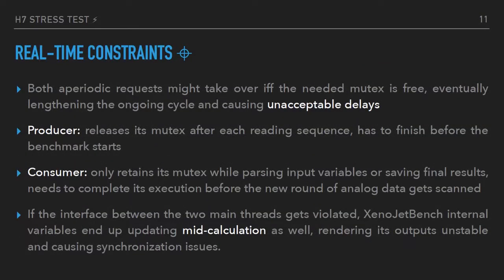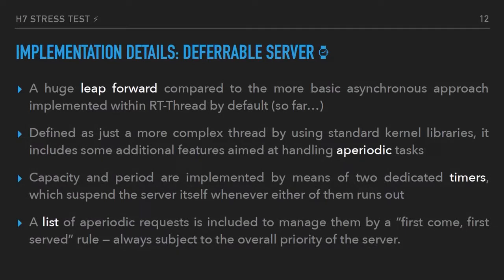As mentioned before, all the shared variables are protected by mutexes, which could cause long delays when taken because of the way they modify the scheduling. Real-time constraints had to be set, which for both producer and consumer means that they need to finish before the other task begins. And if they intertwine, the variables in the benchmark are updated mid-calculation, rendering the output unstable and causing issues on synchronization. A huge leap forward compared to the previous implementation, which used asynchronous tasks, was to find a way to handle aperiodic tasks in a predictable way.